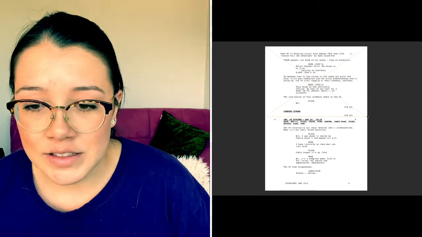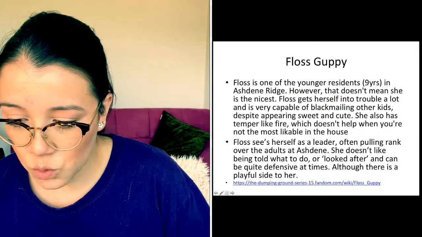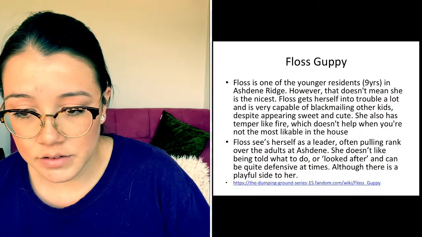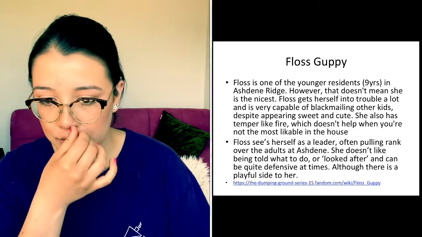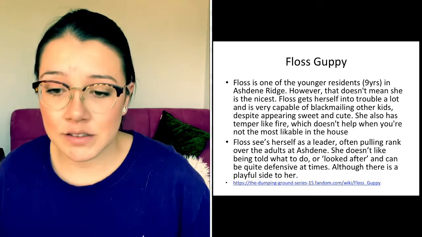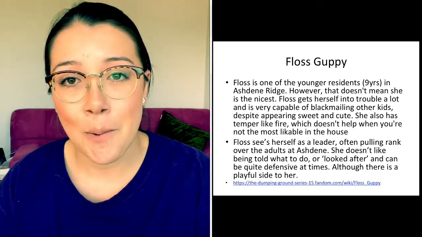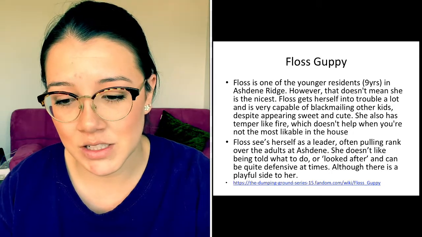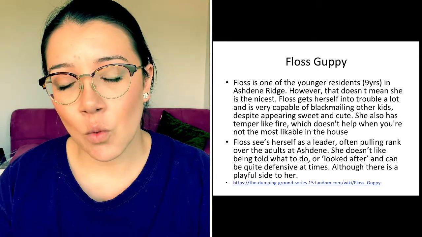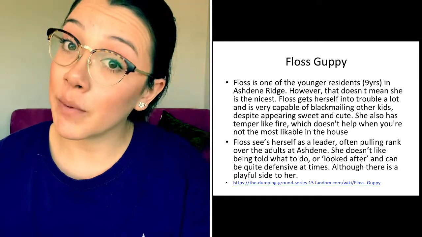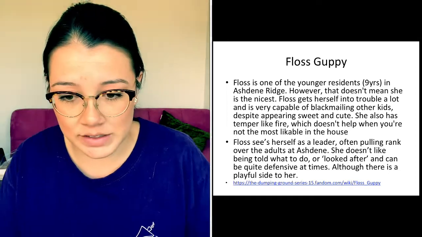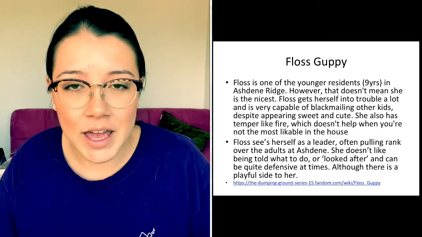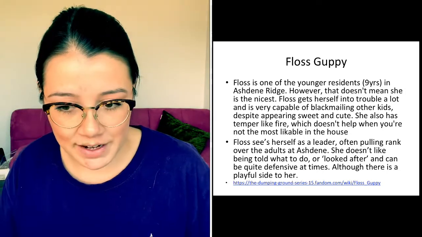So let's go back to our character brief and just remind ourselves what elements we want to bring to our character of Floss Guppy. She is one of the younger residents, but it doesn't mean she's the nicest, and that's something really important to think about. Why isn't she nice? Why doesn't she come across nice? Maybe she appears to not be a nice person, but deep inside she is. You can make that choice. So come up with a bit of a backstory about Floss and why she behaves the way she does.